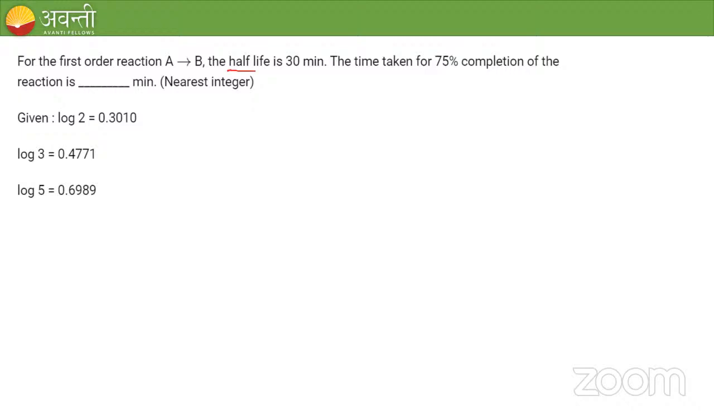The t half value, half-life, is given as 30 minutes. Half-life means the time taken for half of the reactant to get reacted. That is, initially I may have 100% of the reactant. Then it may get converted to 50%. Half of the reactant has got reacted. The time required for that particular reaction is 30 minutes, the half-life.